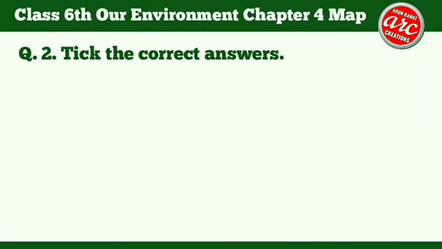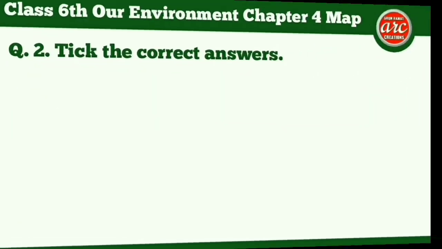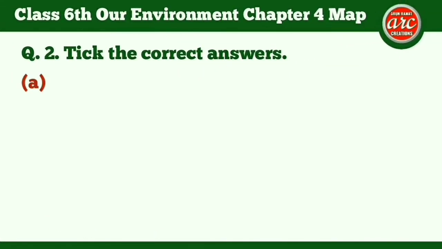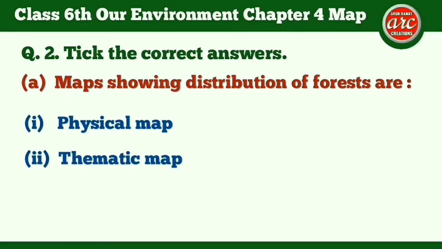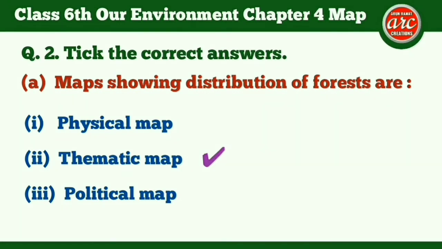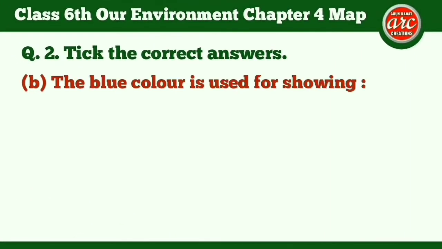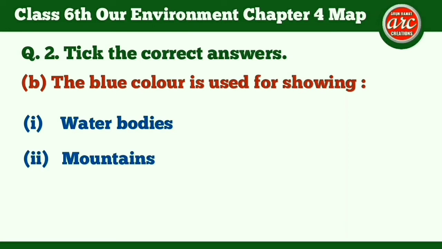Question number 2. Tick the correct answers. A. Maps showing distribution of forests are: 1. Physical map, 2. Thematic map, 3. Political map. The correct answer is number 2, Thematic map. B. The blue color is used for showing: 1. Water bodies, 2. Mountains, 3. Plains. The correct answer is number 1, Water bodies.